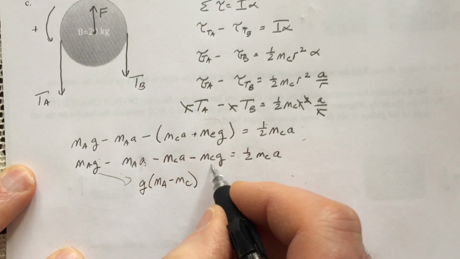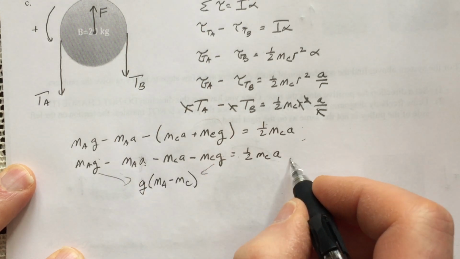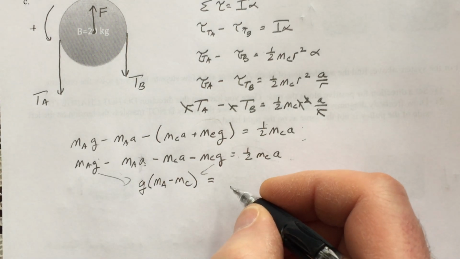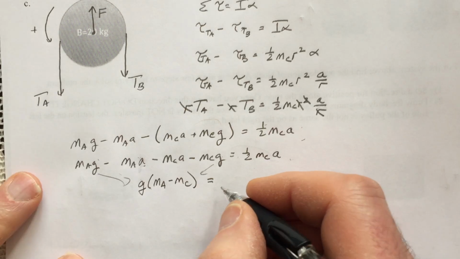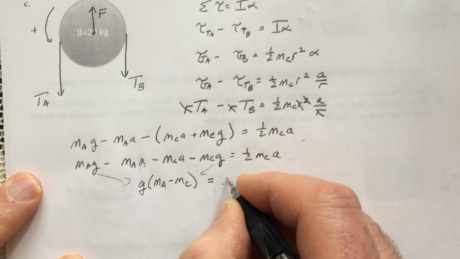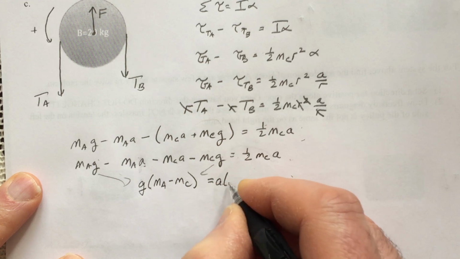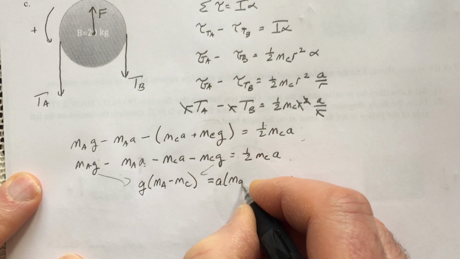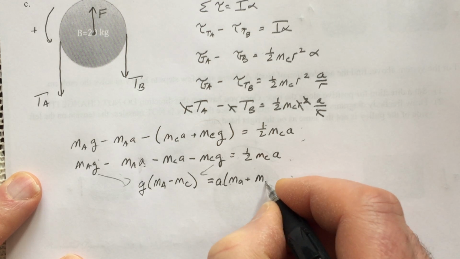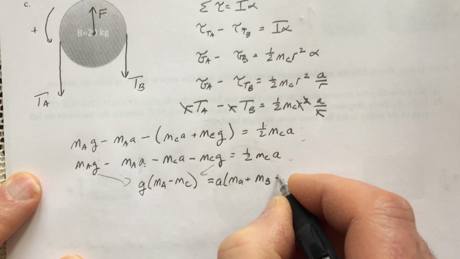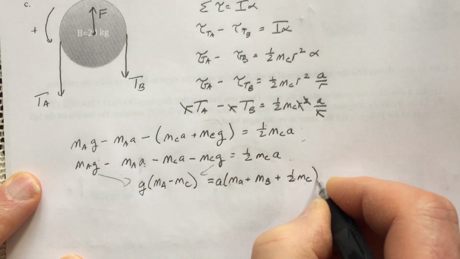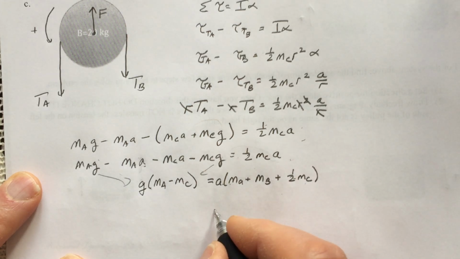That's strictly coming from those two guys. Now I'm going to bring this onto the other side. All right, and I'm going to pull the A out of each of these terms. So that's going to be A times mass of A plus mass of B plus 1/2 the mass of C. Let's combine everything.